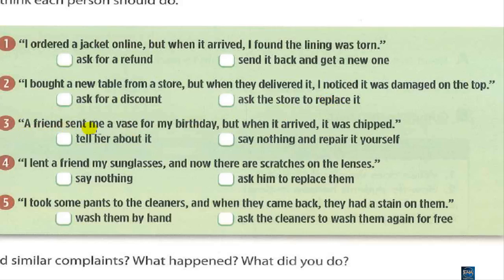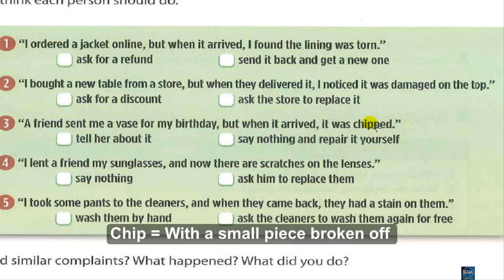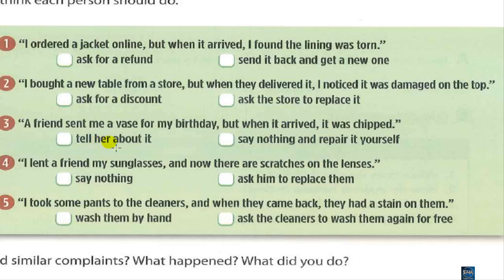3. A friend sent me a vase for my birthday, but when it arrived, it was chipped. There was a chip in the vase. Tell her about it. I can say "tell her," H silent. Tell her about it, and T soft D. Tell her about it, or say nothing and repair it yourself.